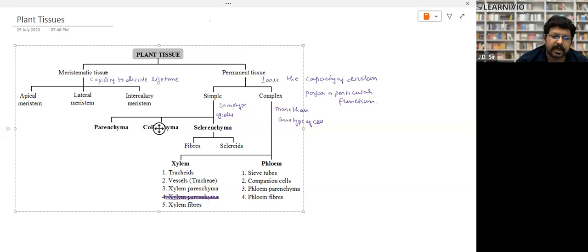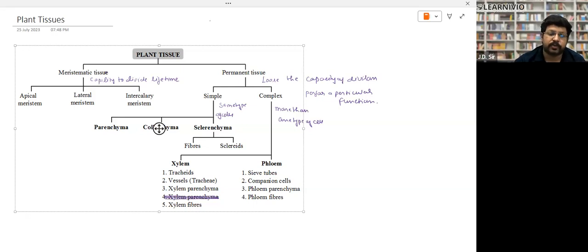Then further, there are the permanent tissues. Permanent tissues are those which are formed from the meristematic tissue. After division, meristematic tissue forms the permanent tissue. These permanent tissues lose the capacity of division and perform a particular function. When a tissue starts performing a particular function, these tissues are called differentiated tissue.